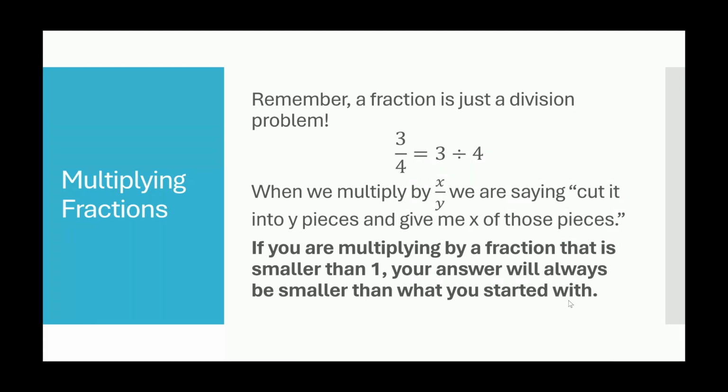Always remember that if you're multiplying by a fraction that's smaller than 1, so a proper fraction, your answer is always going to be smaller than what you started with because you're saying, oh, let's only take 3/4 of that. It's going to be smaller than the whole. If you're multiplying by an improper fraction, like 7/4, you might have a bigger answer than what you started with. But a proper fraction is always making it smaller when you multiply.